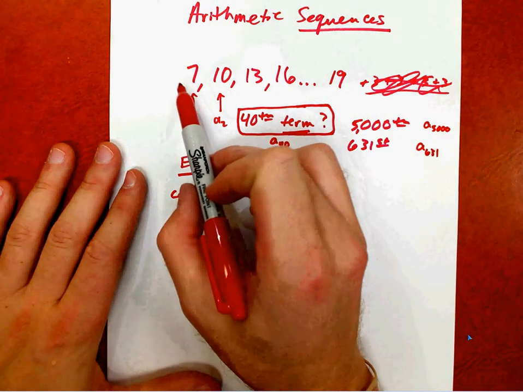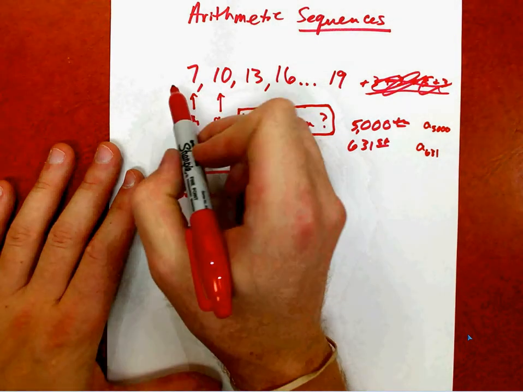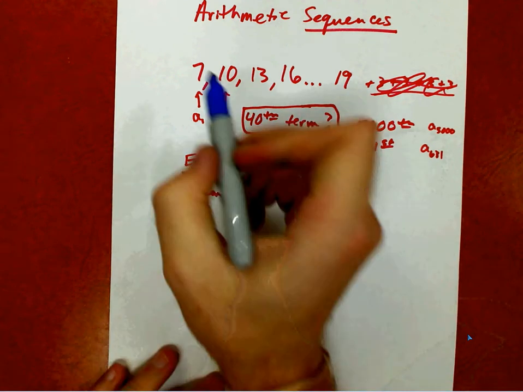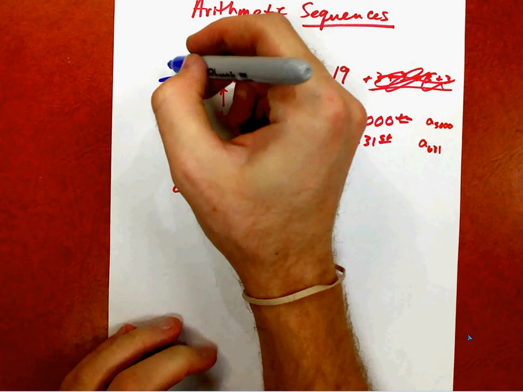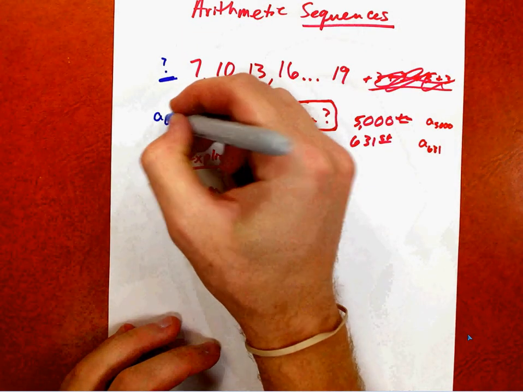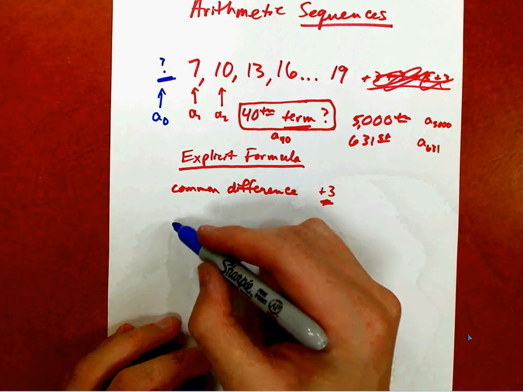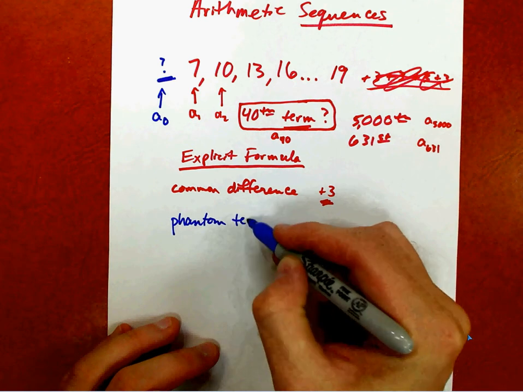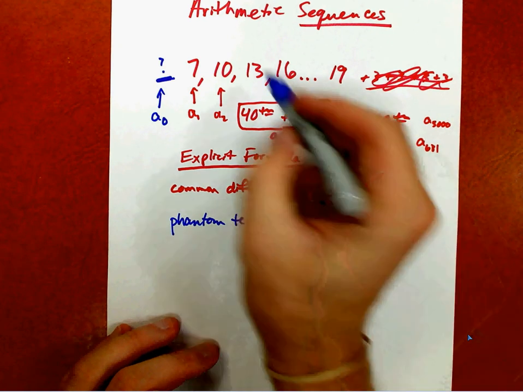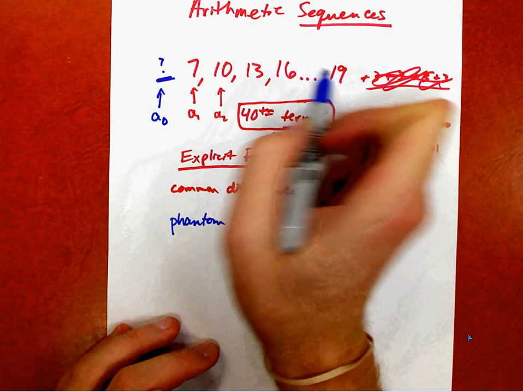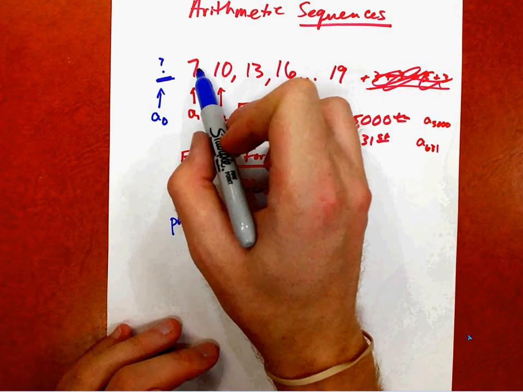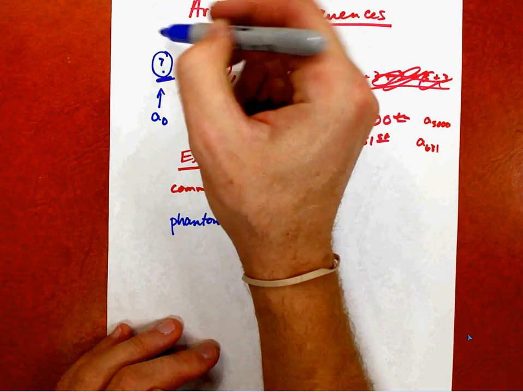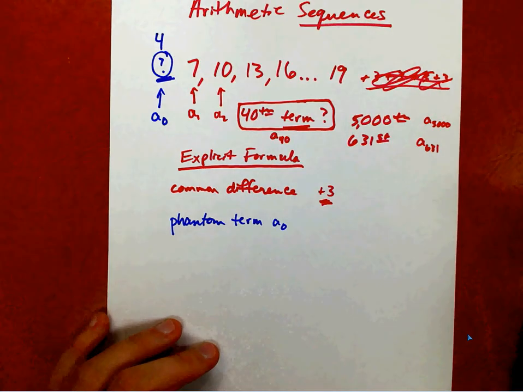The other thing that's going to help me find an explicit formula is a term that doesn't really exist, because it's not actually part of the sequence. It's kind of a phantom term, and we'll call it the 0th term of the sequence. Again, I like to call this the phantom term, because you don't really see it. But in this case, if you continue to add 3 to find the next one, well, what number would come before the first term? What number, when you added 3 to it, would give you 7? Just subtract 3. This phantom term, in this case, would be 4. You guessed it.